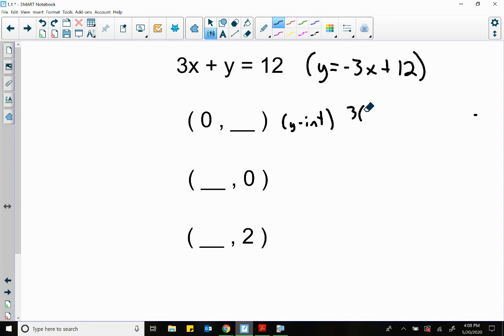So 3 times 0 plus y equal to 12. Again, 3 times 0 we just talked about. That's 0 plus y equal to 12. Well, you can add or subtract 0 to the other side, but it doesn't really matter. In the end, you find out that y is 12. Go ahead and try the other two right here. Pause the video and do it where you plug in.